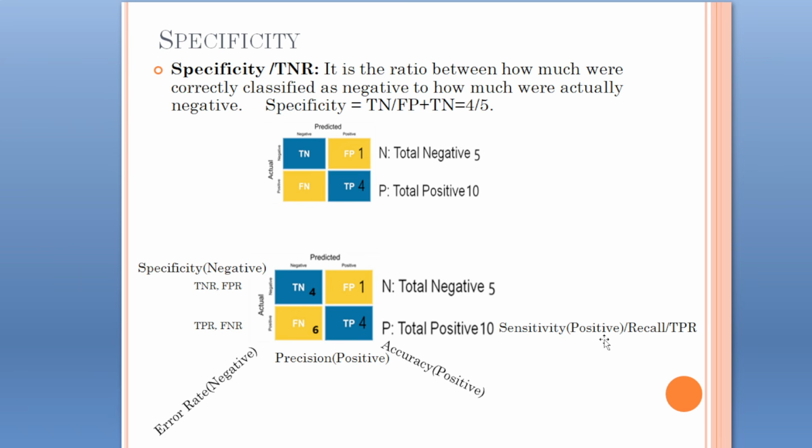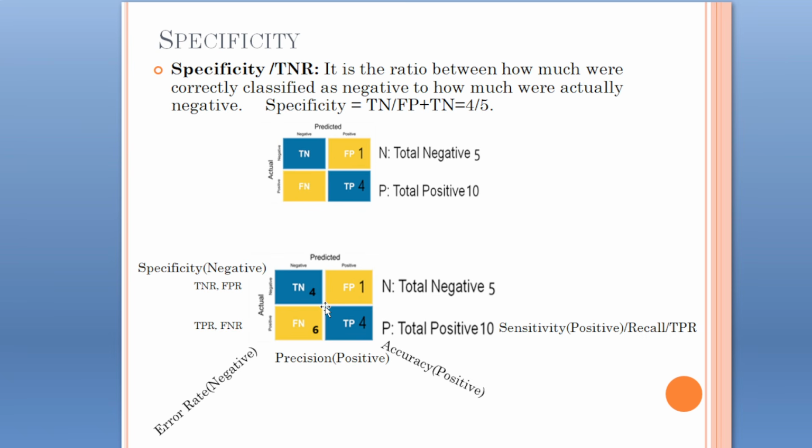Now here in this diagram is a shortcut method for remembering the formulas for various metrics. True negative rate and false positive rate are written in the horizontal direction. That means true negative rate is TN divided by TN plus FP, and false positive rate is FP divided by FP plus TN. Next is true positive rate. True positive rate is TP divided by FN plus TP, and false negative rate is FN divided by FN plus TP. Next is specificity, which is for negative, that means TN divided by TN plus FP.